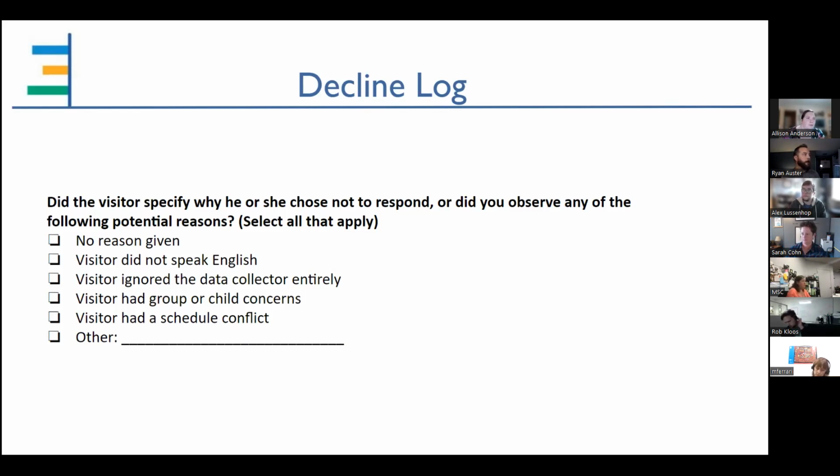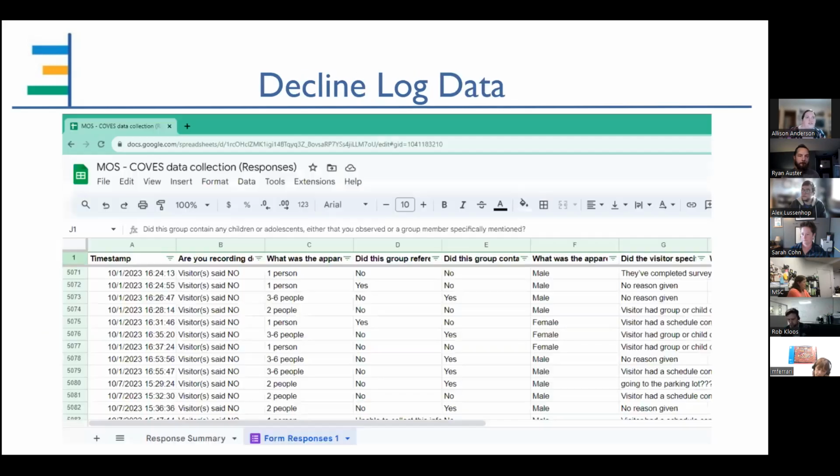So from all those questions, in the links that we share when you start COVES, we have a link to the raw decline log data. We use Google Forms because there are some limitations on our Qualtrics account that we can't pour all the no's into there. But that also means your data comes out as a Google Sheet.